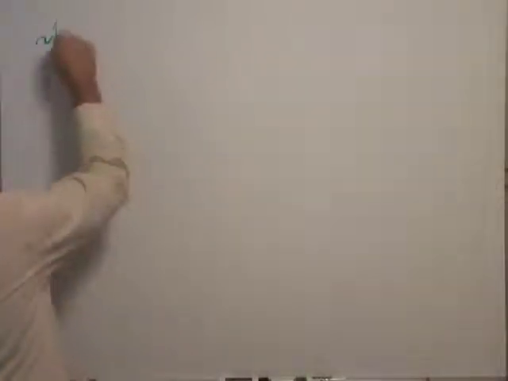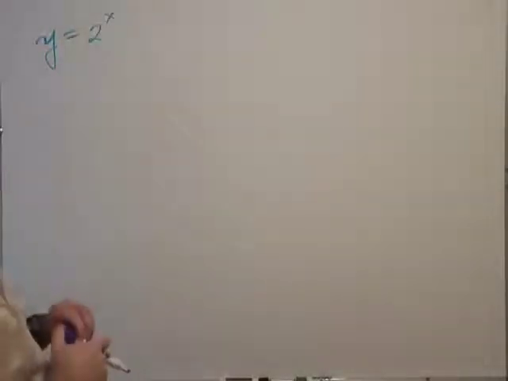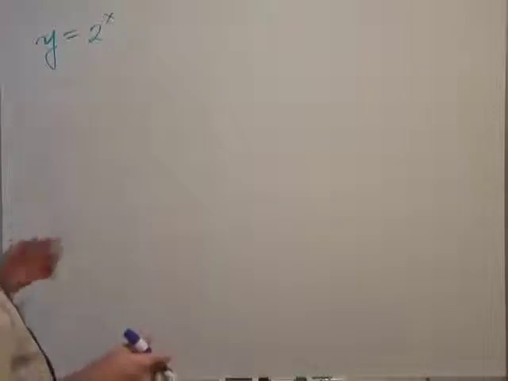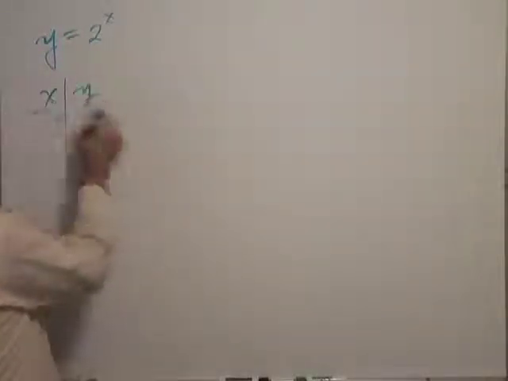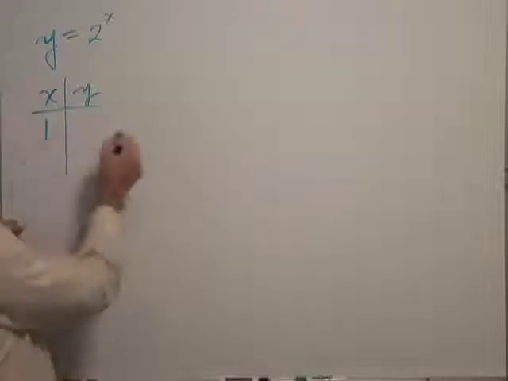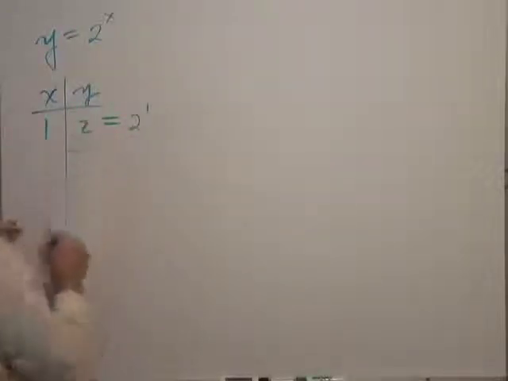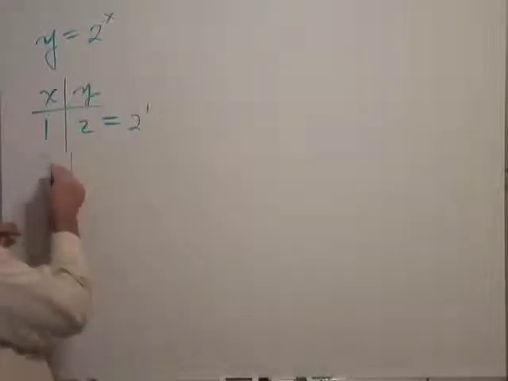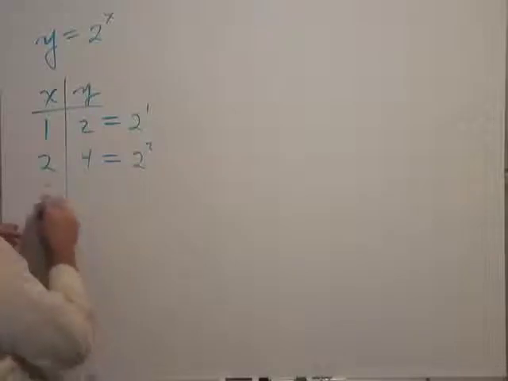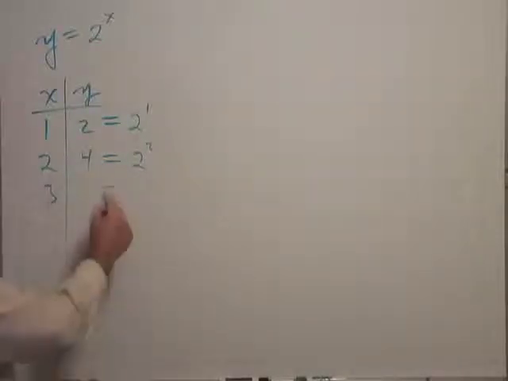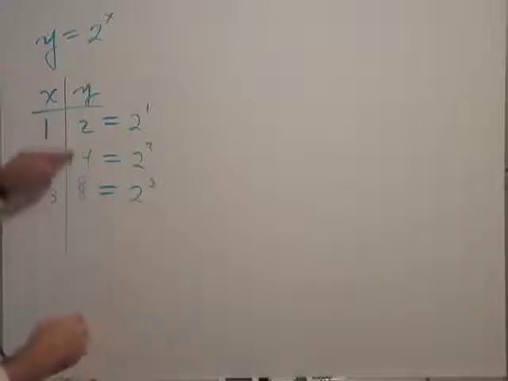So y equals 2 to the x power. Alright, what do we do with it? Well, I'm going to form a chart, an xy chart, and plug in some numbers. So for example, if x is 1, then y would be 2 to the first power. That would be 2. If x was 2, then y would be 2 to the second power, or 4. If x was 3, this would be 2 to the third power, or 8. And you see what's happening here.